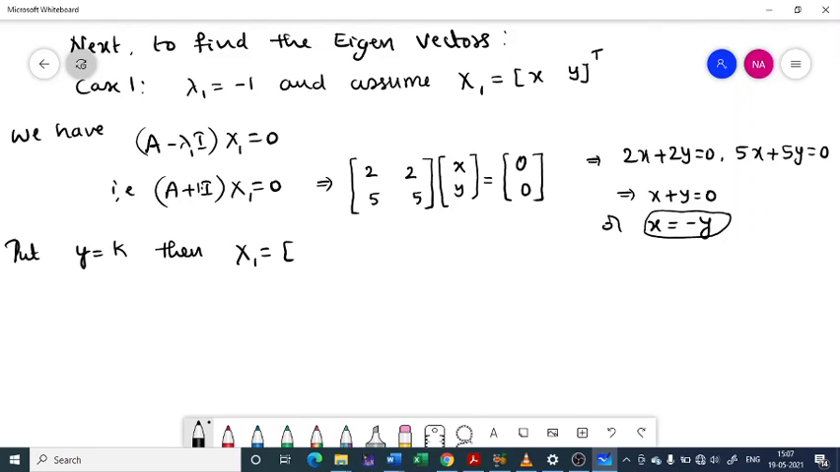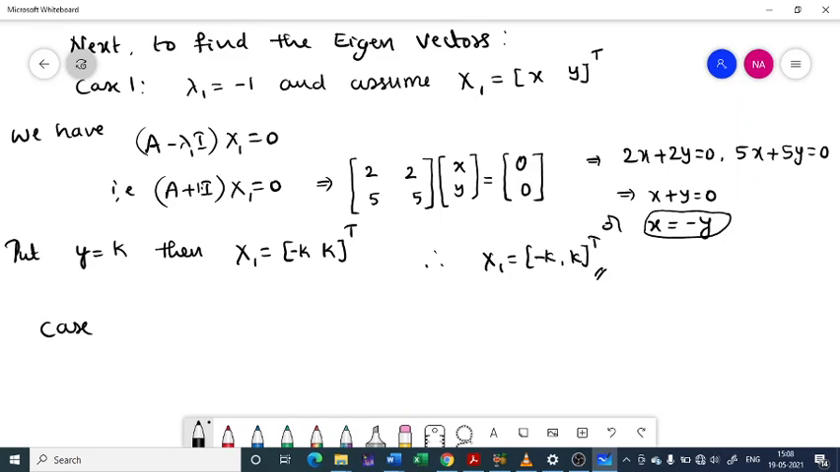Then capital X1 will be x, y. So y is k, then what will be x? Minus k. So minus k, k transpose will be the eigenvector corresponding to lambda 1. Therefore x1 equal to minus k comma k transpose. That's all. Next, case 2, same process you have to repeat.